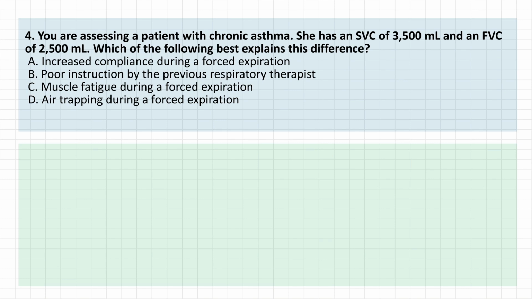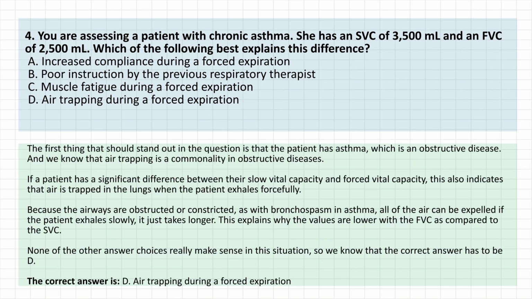The correct answer is D, air trapping during a forced expiration. The first thing that should stand out in the question is that the patient has asthma, which is an obstructive disease, and we know that air trapping is a commonality in obstructive diseases. If a patient has a significant difference between their slow vital capacity and forced vital capacity, this also indicates that air is trapped in the lungs when the patient exhales forcefully.